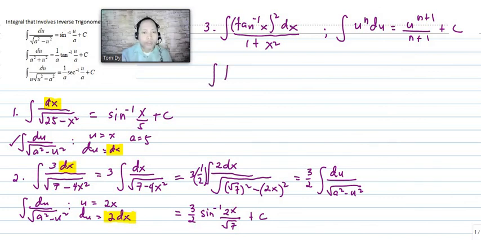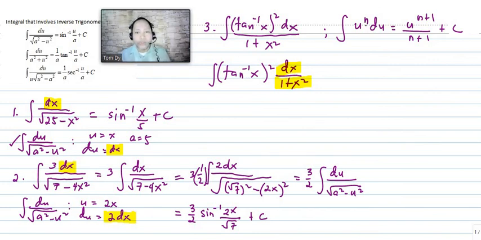So we have arctan of x squared, and then dx over 1 plus x squared. So this time, our target du will be this dx over 1 plus x squared. This one. Okay. u to the n, and then du. So this must be our target du.